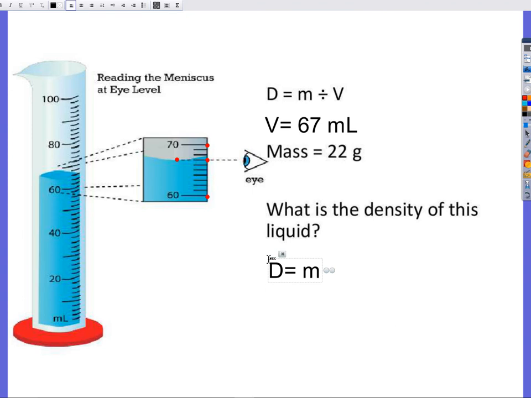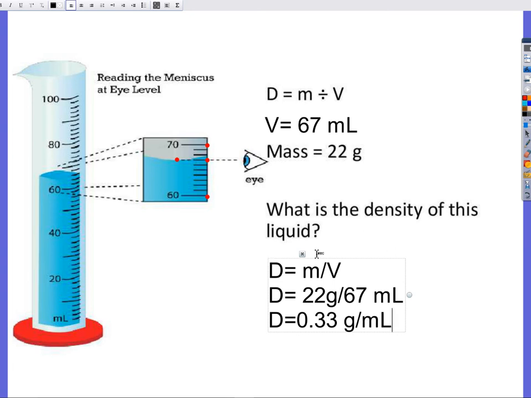Density equals mass divided by volume. Density equals 22 grams divided by 67 milliliters. And you're going to get 0.3283. Remember, you need to round to get two numbers after the decimal place, which is going to give you 0.33 grams per milliliter.